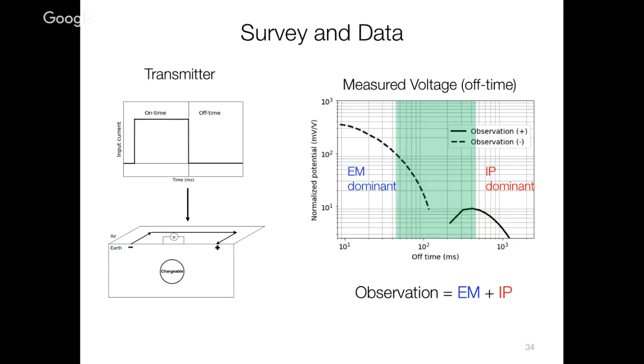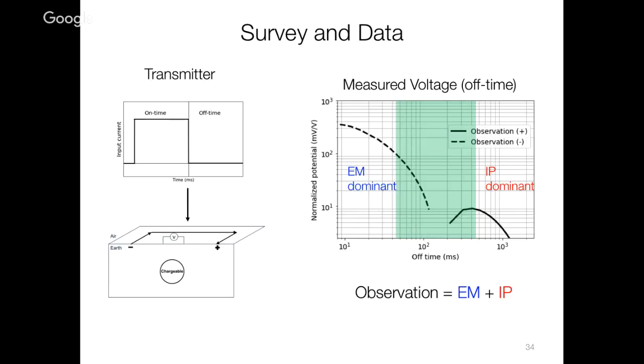So if in this zone here, you wanted to try to recover the IP data, then you somehow have to get rid of any EM signal. And this is what we're going to do. We're going to take an observation in here, and we're going to compute what the EM response would be, which means we need to know the conductivity. And then we can take the observation, subtract the EM, and then we're just left with IP.